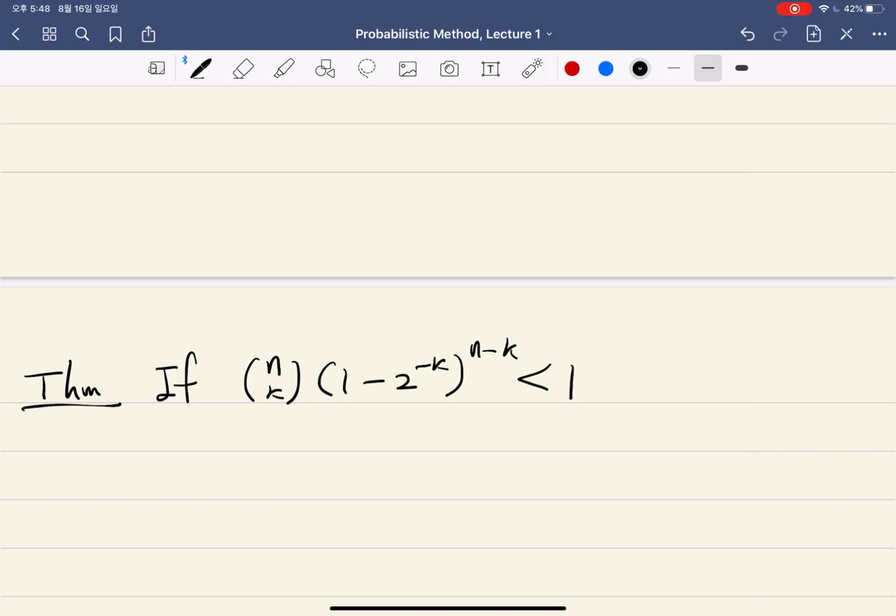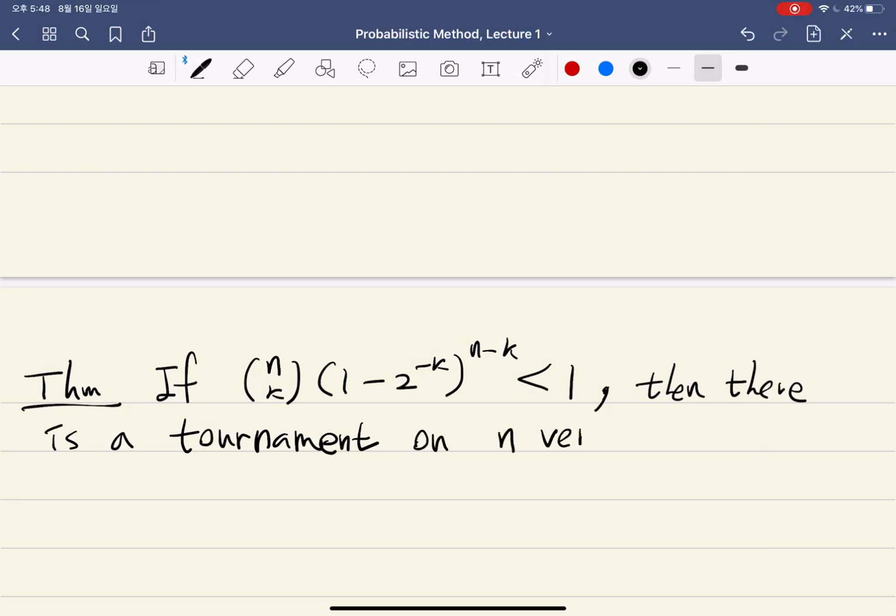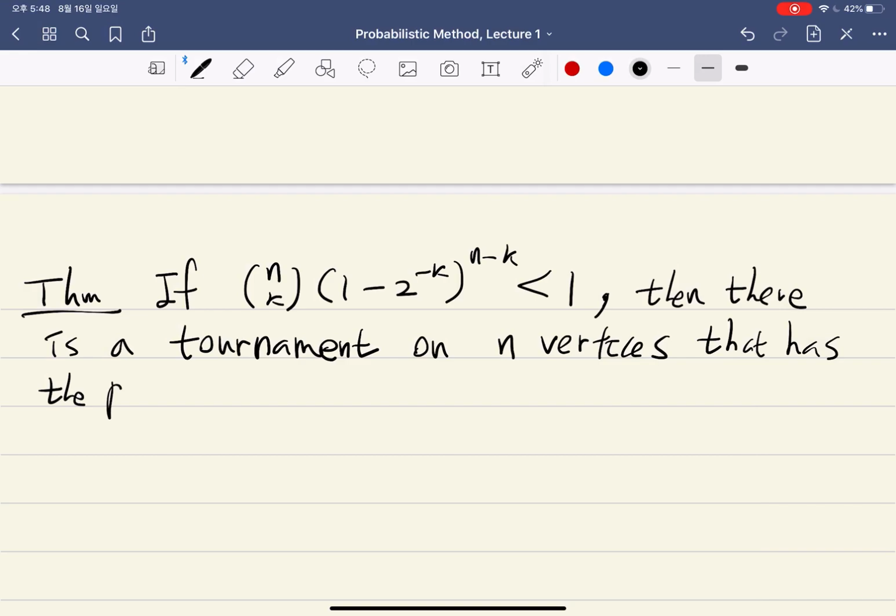Say that if this inequality holds for n and k, then there is a tournament on n vertices that has the property Sk.